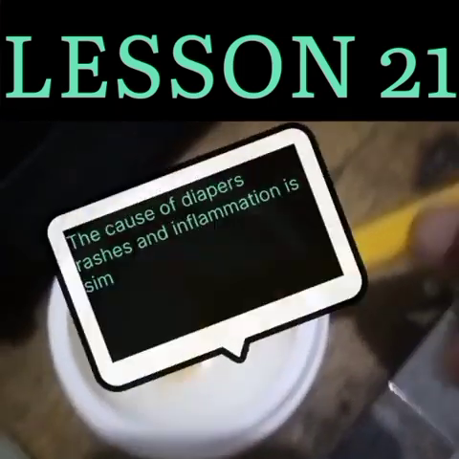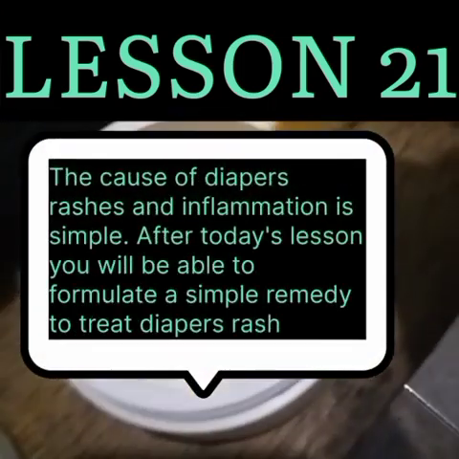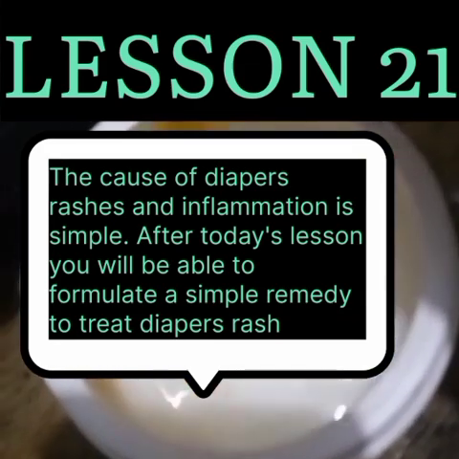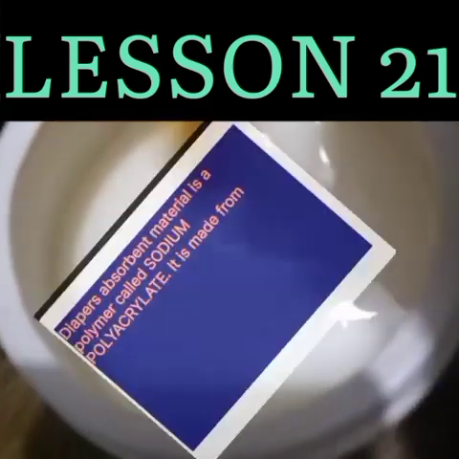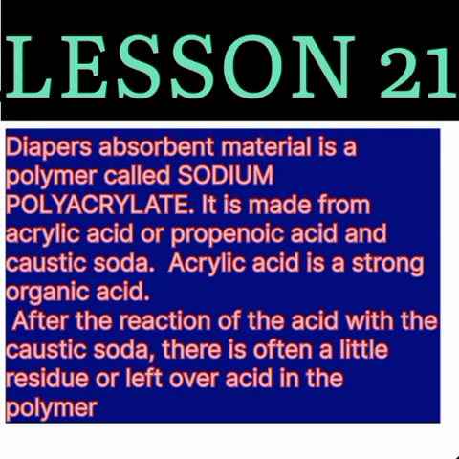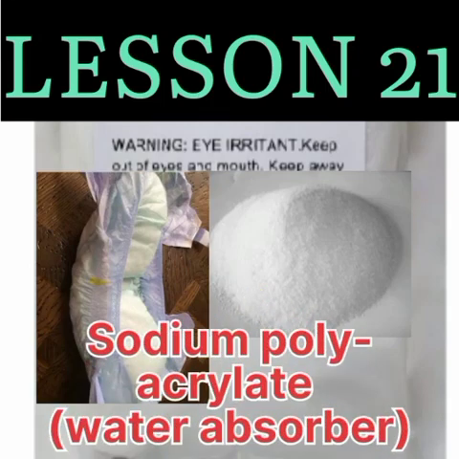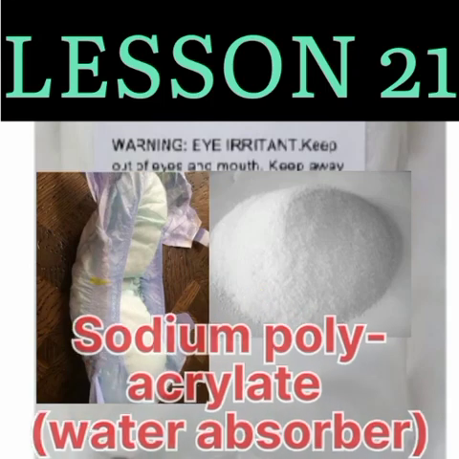The cause of diapers rashes and inflammation is simple. After today's lesson, you'll be able to formulate a simple remedy to treat diapers rash. The diapers' absorbent material is a polymer called sodium polyacrylate. It is made from acrylic acid or propionic acid and caustic soda. Acrylic acid is a strong organic acid. After the reaction of the acid with the caustic soda, there is often a little residue or leftover acid in the polymer. This is sodium polyacrylate, which is the water absorbent material in your baby pampers.